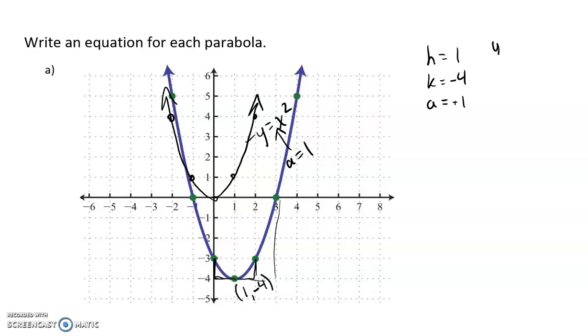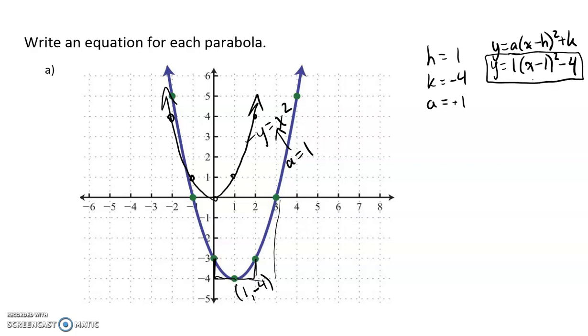And then we just go ahead and we sub those things into y equals a(x minus h) all squared plus k. So y equals 1. We don't need to write the 1 there technically, but we can. (x minus 1) all squared plus, not plus, it's negative, k is -4, so it's -4. And that is the equation from that graph.